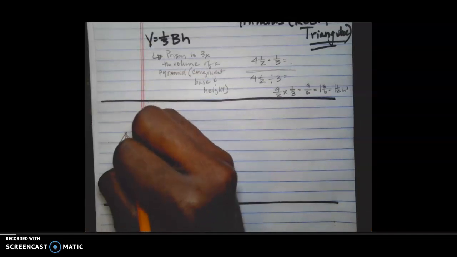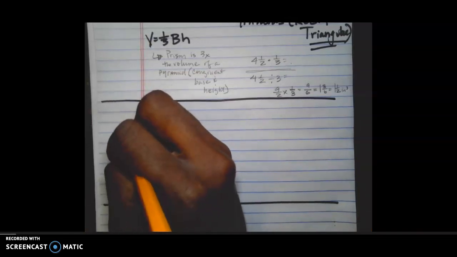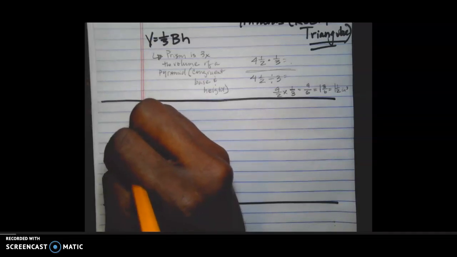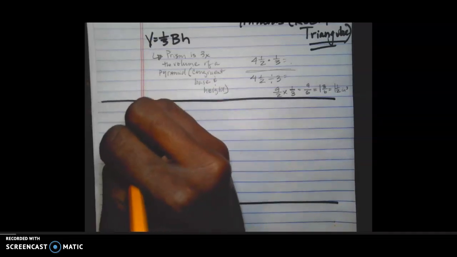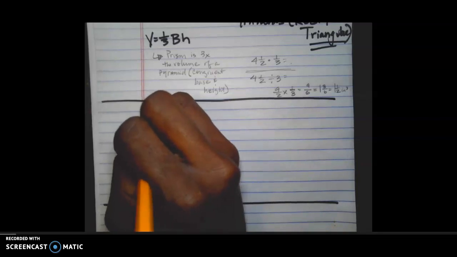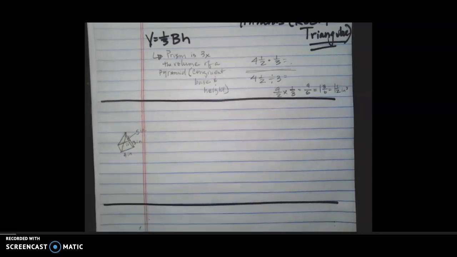Okay, now we have 3 inches. We have our height. Okay, that's going to be a right angle to my base. I know that my height is going to be 5 inches. So we have 4 by 3, a height of 5.